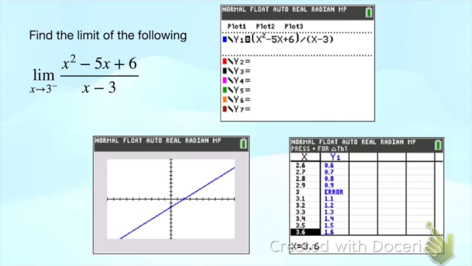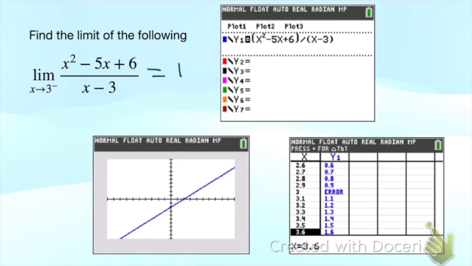But as we're coming in from the left side, we are getting closer and closer to 3. So the limit on this, as we get closer and closer to 3 from the left side, is 1. On this one, both the left and right side limits agree, and we would actually have a limit at 3 of 1 also. But this is just asking for 3 from the left.